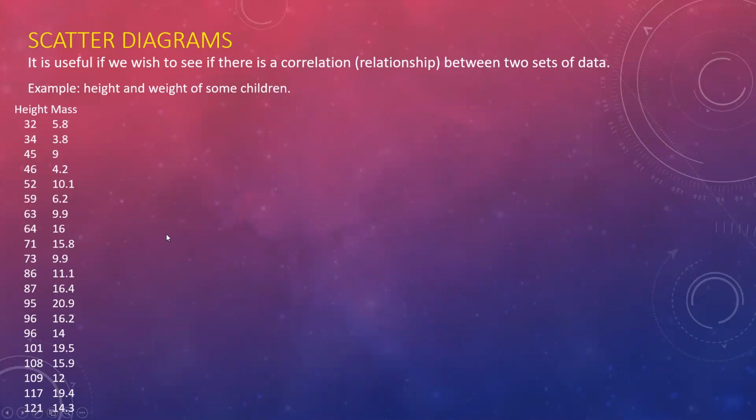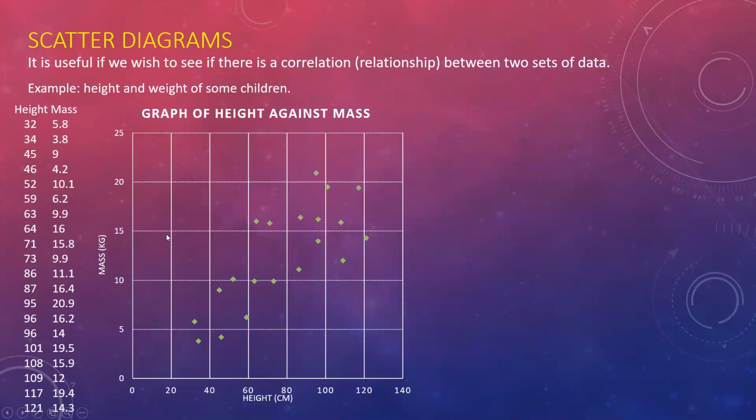Then after that, I plot it on the axis like this. So you can see how I plot this dot: when I have one set here, I actually form a coordinate. So I'll draw here, 32 is somewhere here and 5.8 is here. If I have 112 and 14.3, so 112 may be here and 14.3 is about here. So after I plot all these things, I'll get something like that.